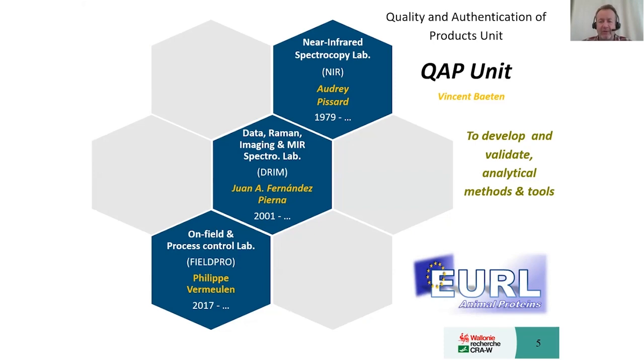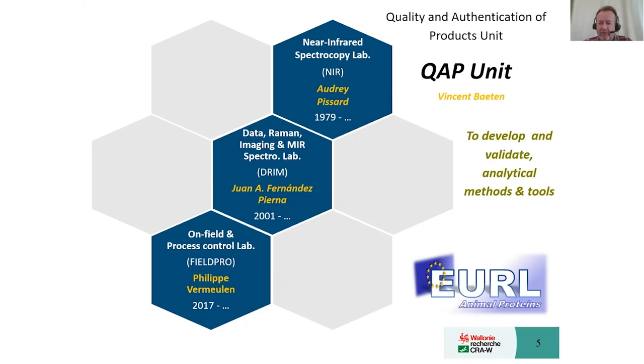So the first lab, the historic lab, is managed by Audrey Pissard, and it works with near-infrared spectroscopy as a benchtop instrument. They analyze on a yearly basis more than 30,000 samples in order to determine the different characteristics we can determine with such a technique.